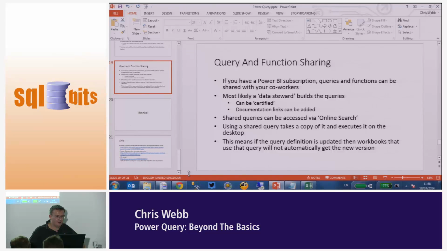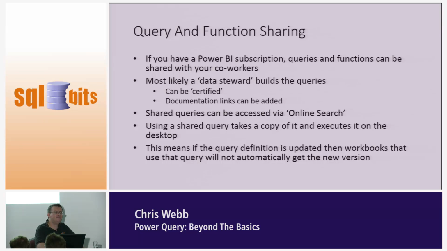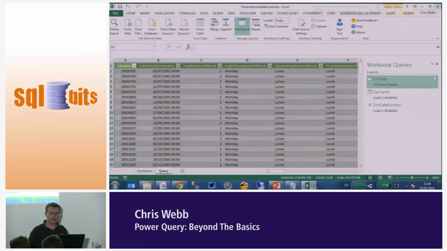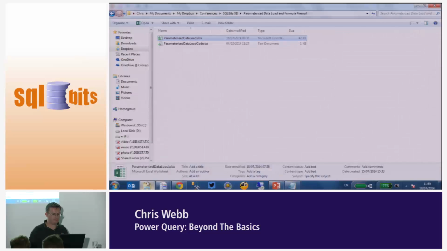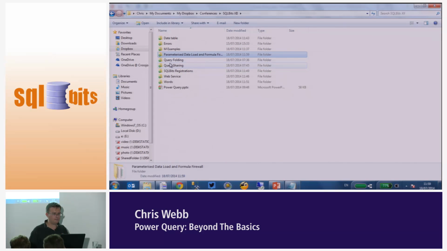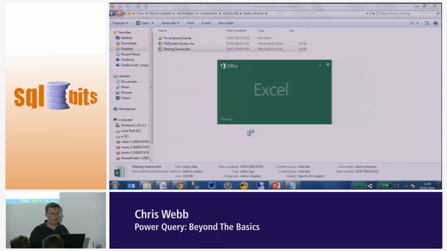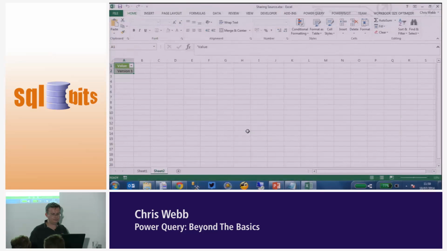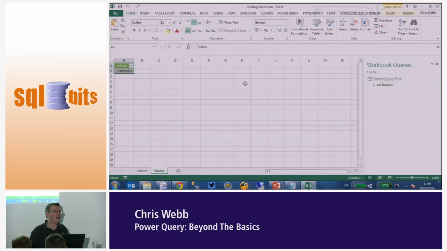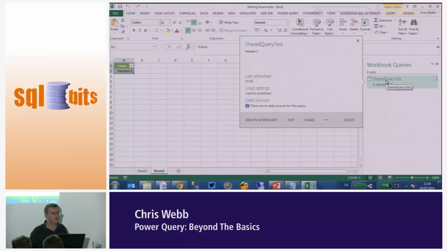One very last thing, because I know that I'm running out of time. If you've got a Power BI subscription, you can share functions between multiple workbooks. So let's see a very quick example of this. I've got a function here. It returns the value version 1. I think this is going to be a useful function, a useful query. I can check any type of query, whether it's a query or a function. But I'm going to say, well, this is a really useful query. This is something I'm going to want to use in other workbooks.